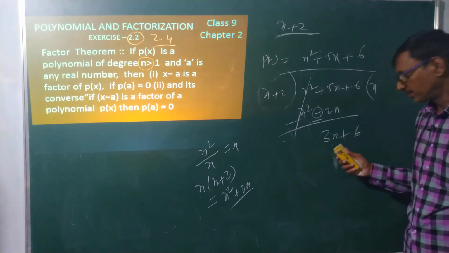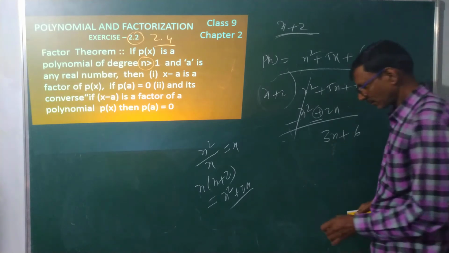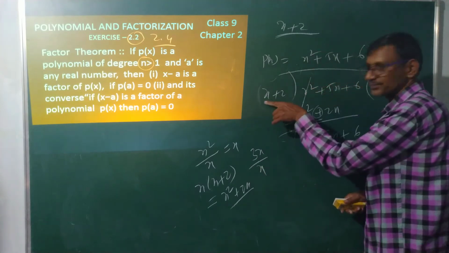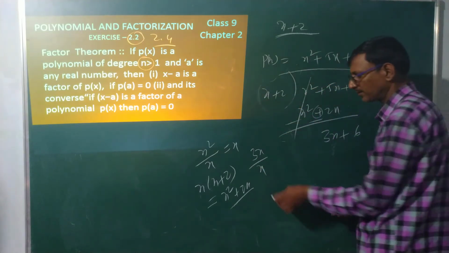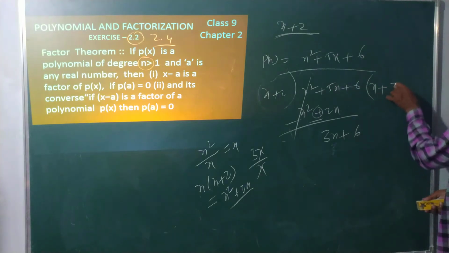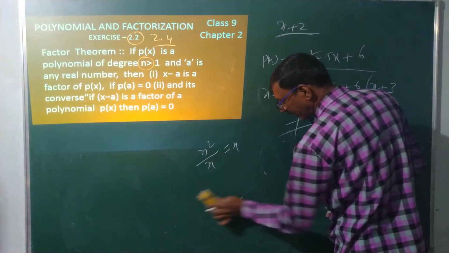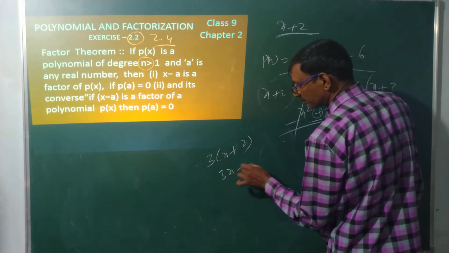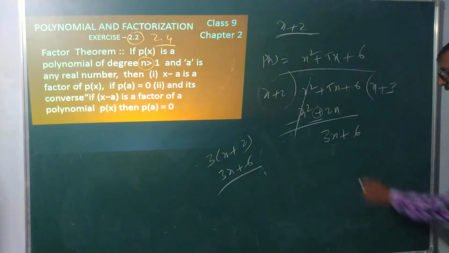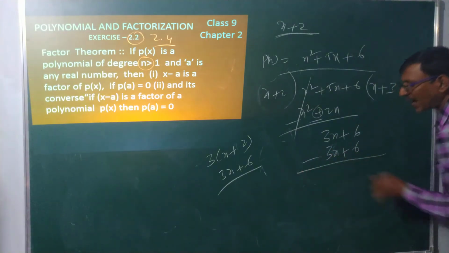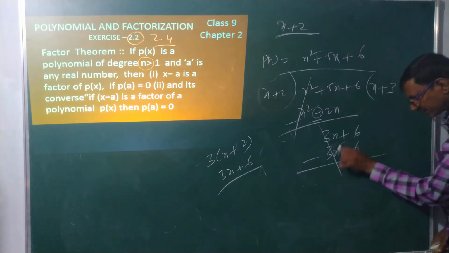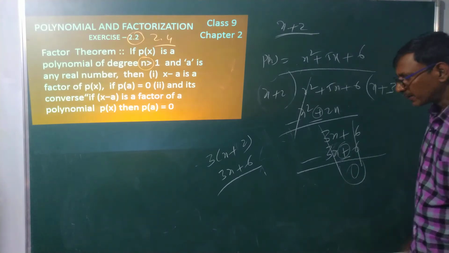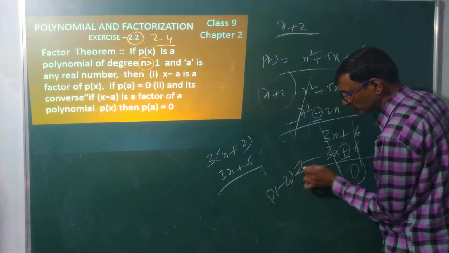Again, the highest degree term is 3x. So 3x divided by x, similar process. Yesterday we already did it. We get plus 3 here. And 3 multiplied with x plus 2 gives 3x plus 6. By subtracting these two, they get cancelled. Yes, remainder 0. That means in shortcut, p of minus 2 is 0.